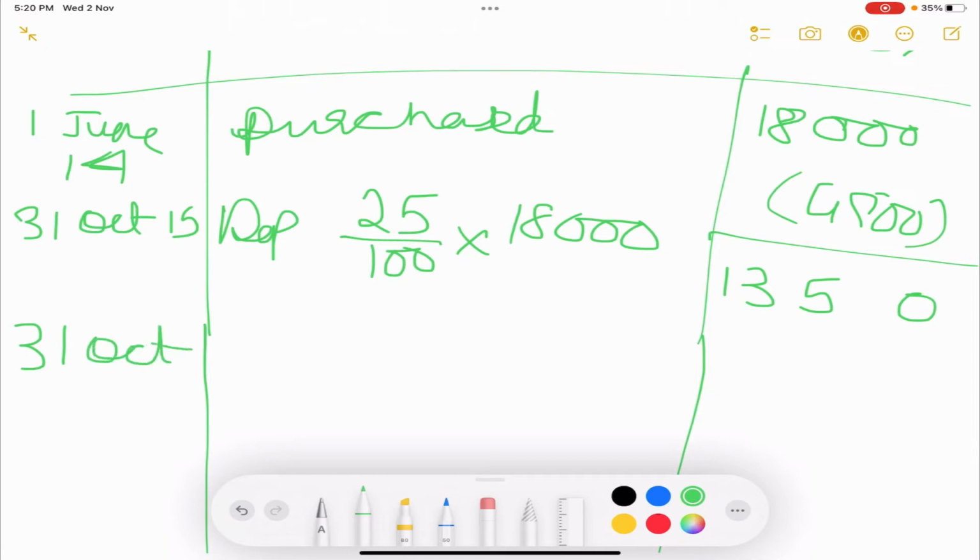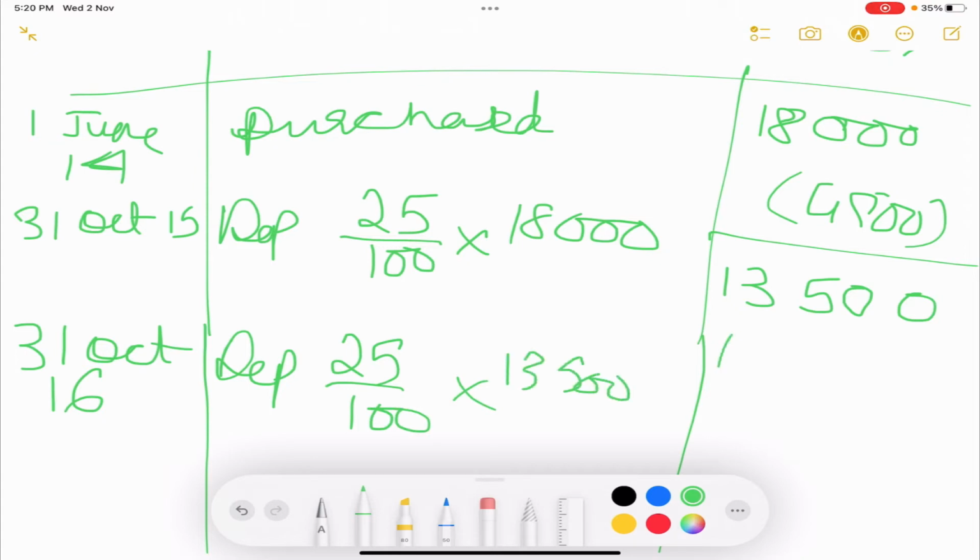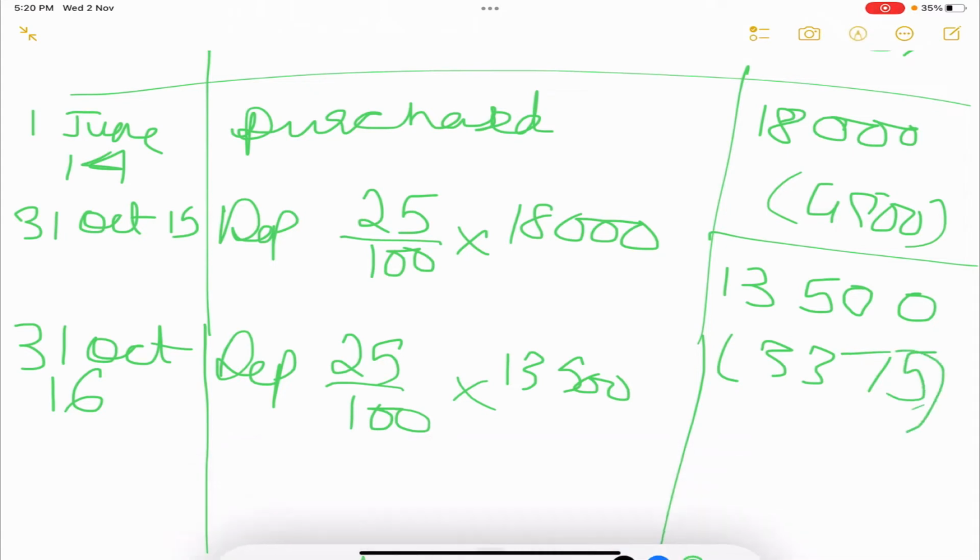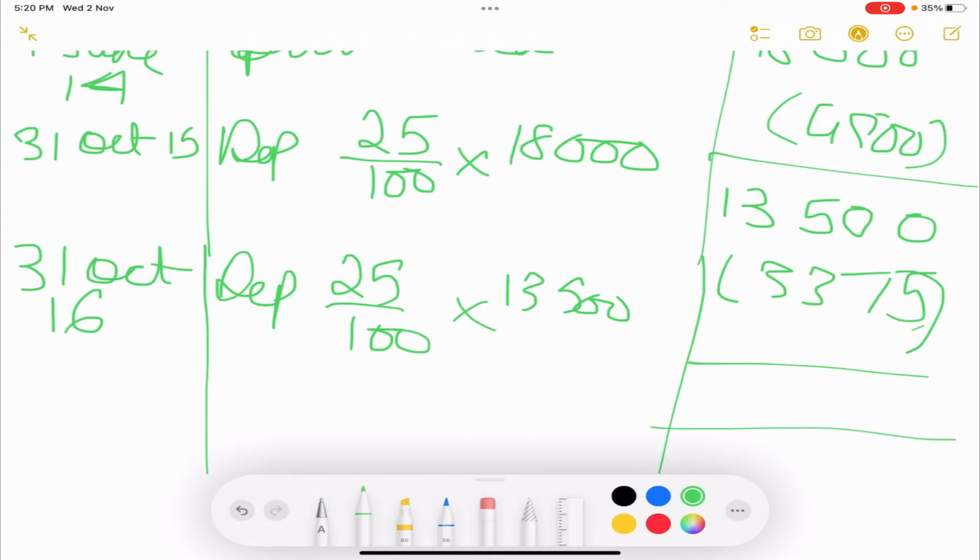On 31st October 2016, again we have to charge depreciation, which would be 25%. Would it be on 18,000 again? No. Why? Because this is not the straight line method, this is the reducing balance method. It would be on the carrying amount, which is 13,500. So 25% of 13,500 would be 3,375. I hope you are doing it along with me. So what is the carrying amount? The carrying amount would be 10,125.